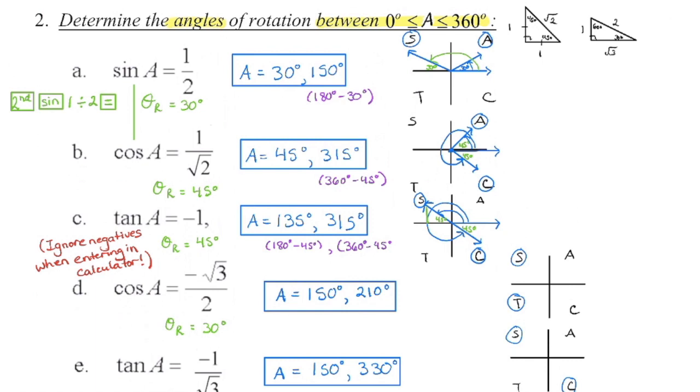If you have a negative ratio, like we do in the third example, you're going to say, okay, this is tangent. When you put this into your calculator, remember, don't put in that negative. It throws some calculators off. So you're just going to go second function tangent 1 equals, and that will give you the reference angle. Then you're going to say, okay, where is my tangent ratio negative?